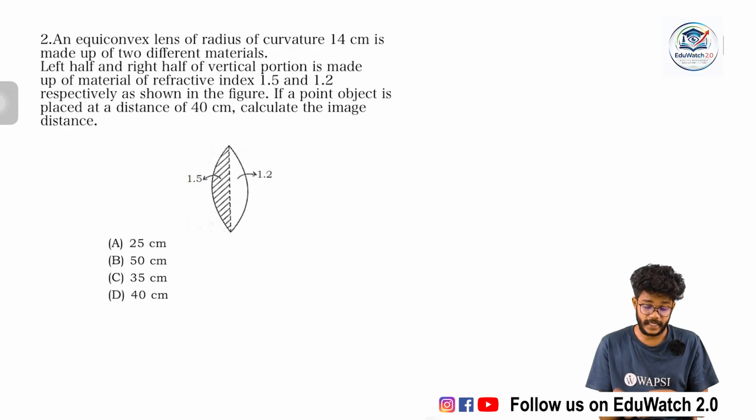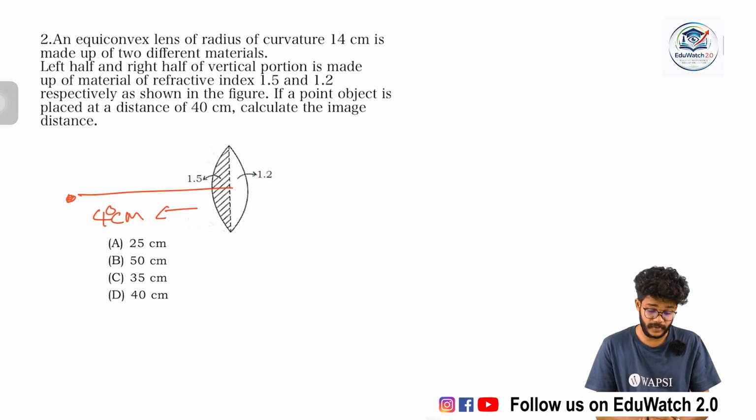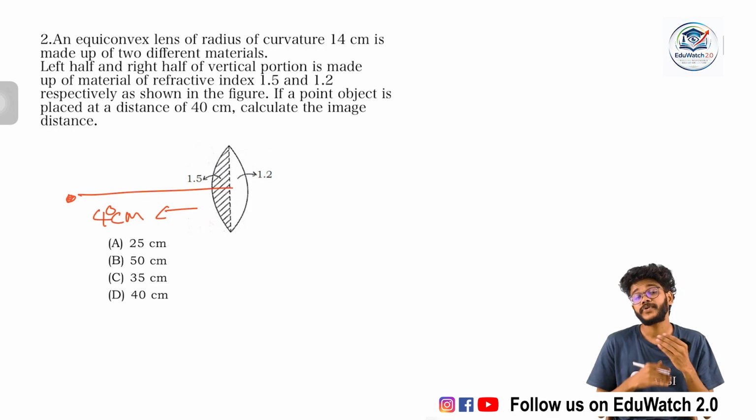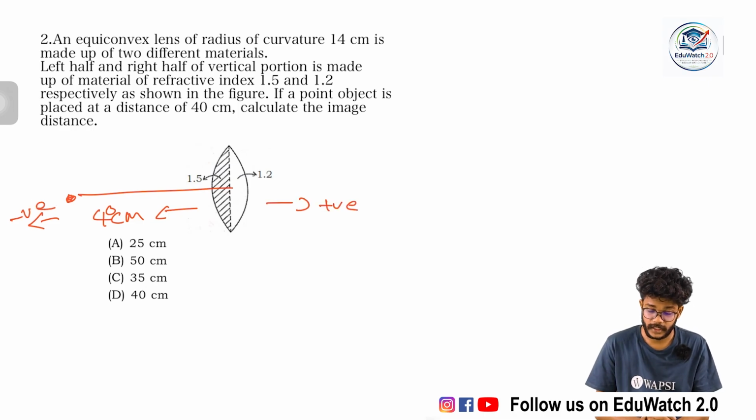we have to place an object 40 centimeter from the pole, on the left side. So we have to calculate in which direction. So this can be the negative and this can be the positive. Okay, and it is placed a distance of 40 centimeter from the pole. Okay, and the refractive index is 1.5 and 1.2.